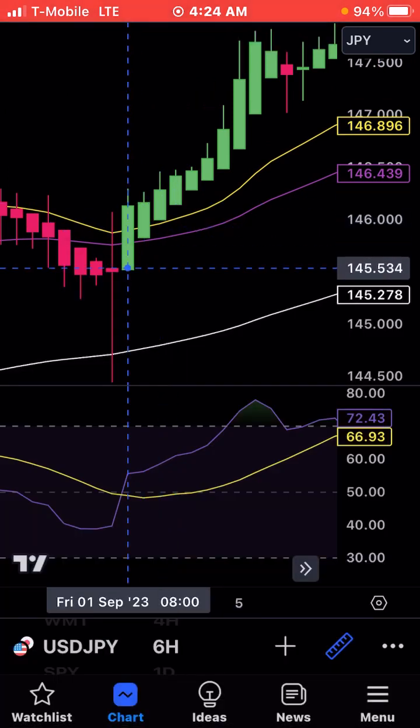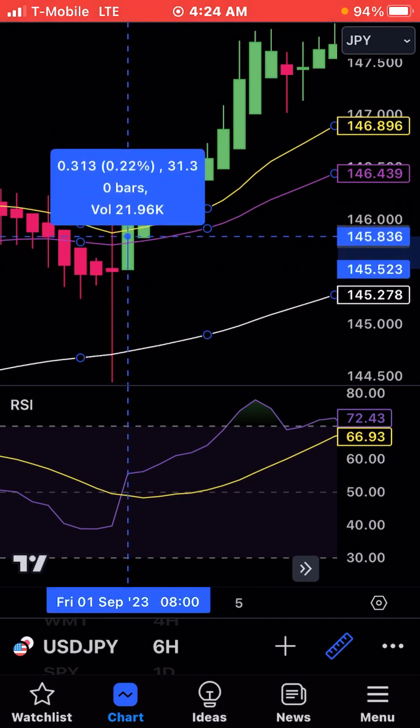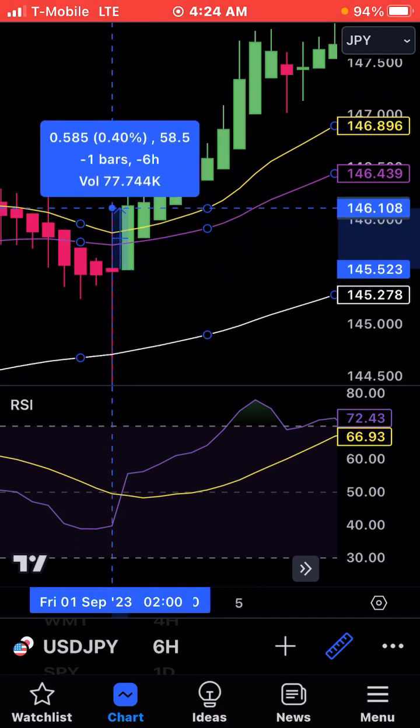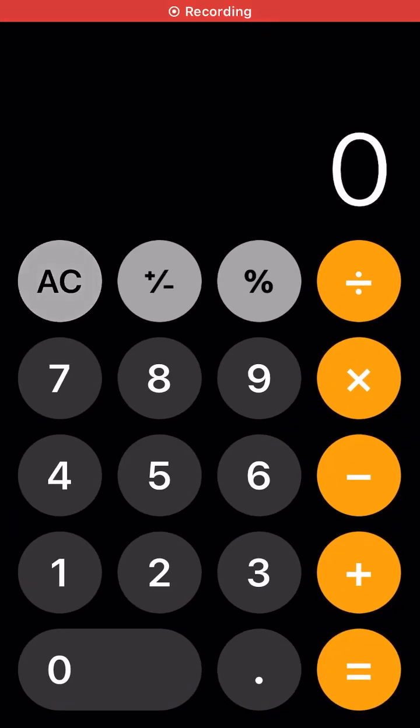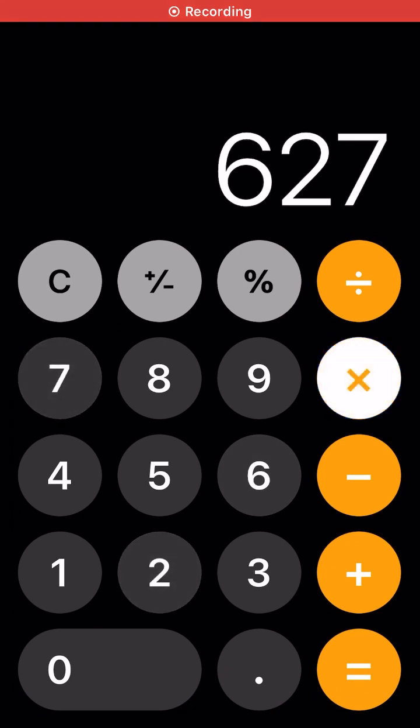this candle right here. Ride this one. This is a pretty good one here. Ride this one. You have a 627 pip move. So there's 627 pips. Now I'm only using $80 because that's what I'm doing for my lot size.